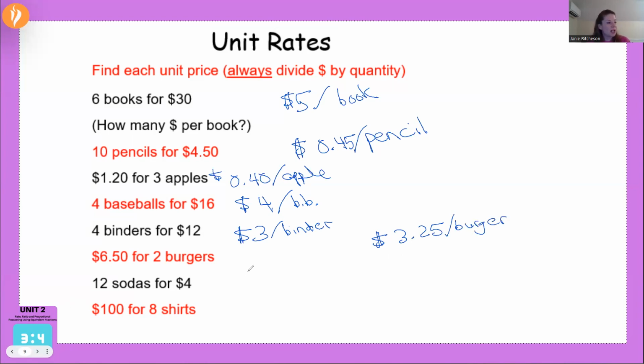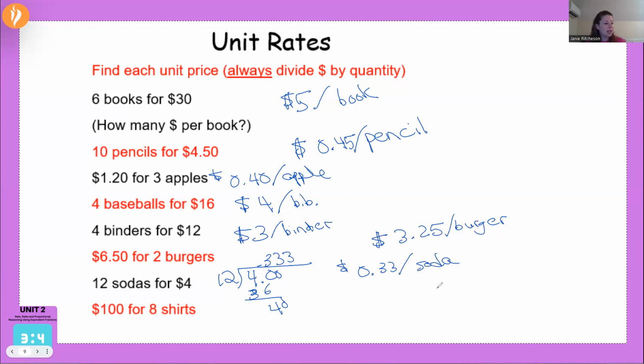12 sodas for $4. We're dividing 4 by 12, you guys. So how many times will 12 go into 40? That'd be 3. Yep, 30, 36, right? And then we're going to get a remainder of 4 again. So once again, it's going to be 0.3333. So we're going to say about 33 cents per soda. It's a good buy.